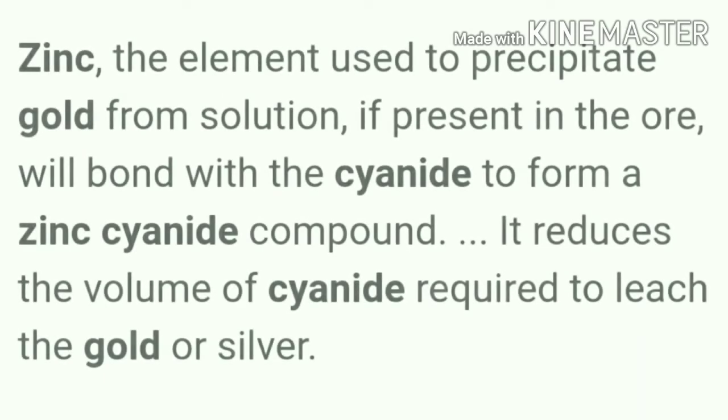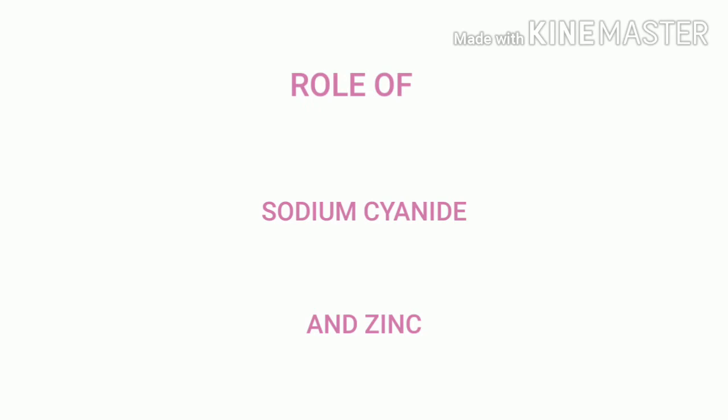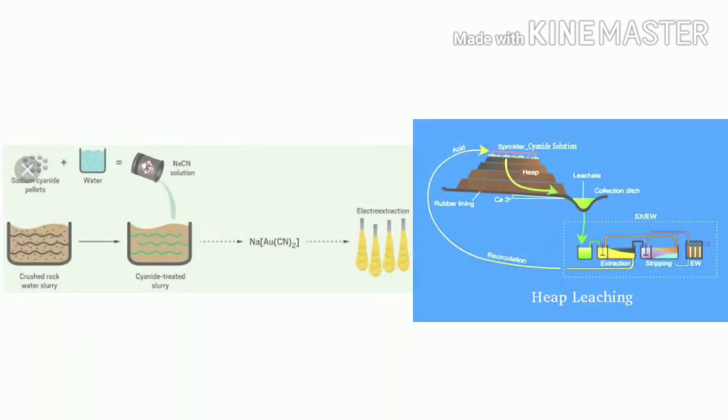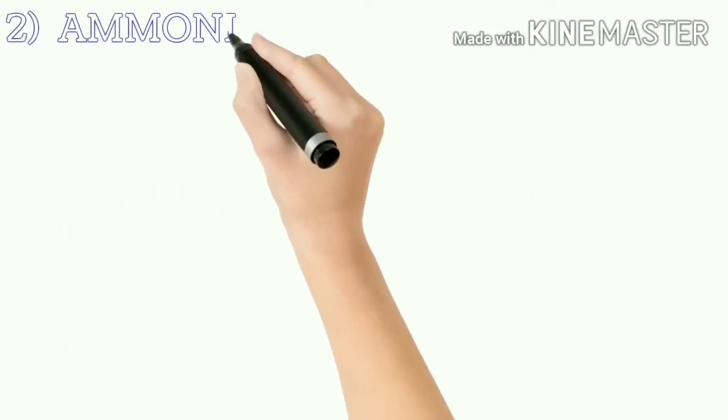The role of sodium cyanide is that it is used to leach the gold from the ore. The sodium cyanide solution is sprayed on a huge heap of the crushed ore. The cyanide dissolves the gold from the ore into the solution as it trickles through the heap. Now let's see the role of zinc in the extraction of gold. Zinc is the element used to precipitate the gold from the solution.